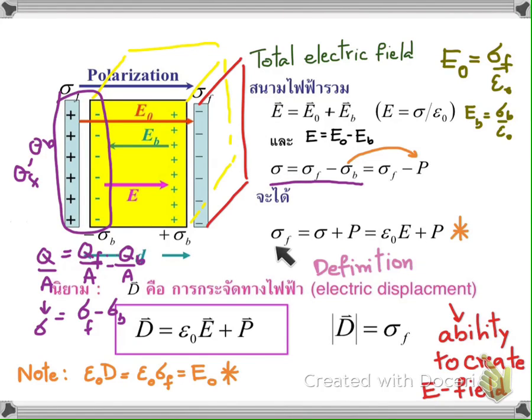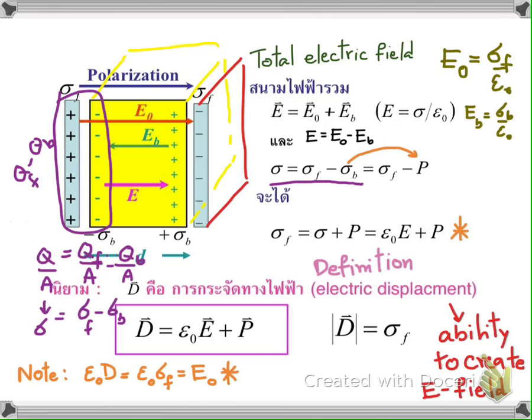On the capacitor. The electric field inside can be different if you put the insulator in between the plates. And this comes from the term polarization P here. Okay? So, from this relation, we define a new quantity.